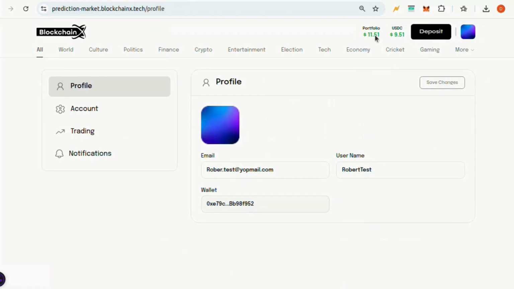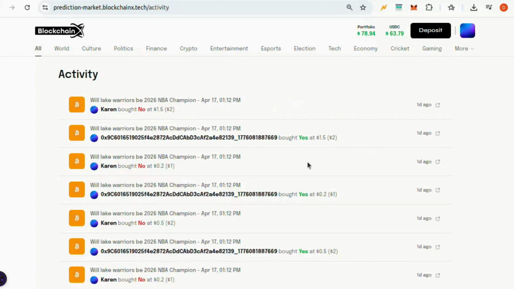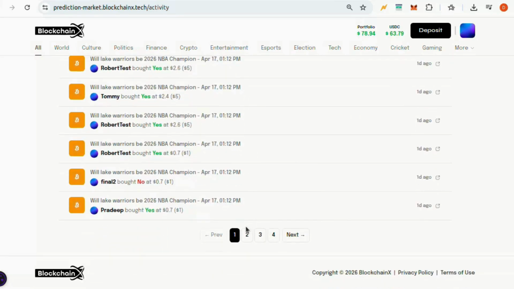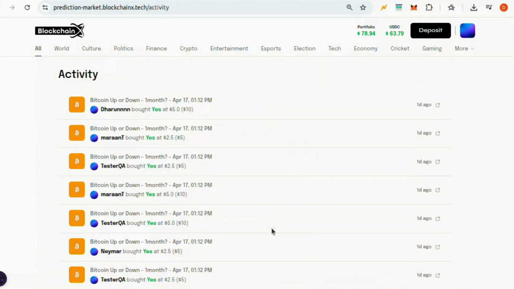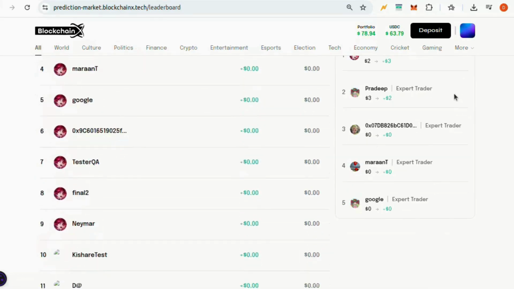The Activity section provides a complete view of all market transactions, including buy and sell actions. Users can track real-time trading activity and understand how the market is moving. The leaderboard highlights the top-performing users based on their trading activity and profits. It gives a quick view of the most active and successful participants in the platform.